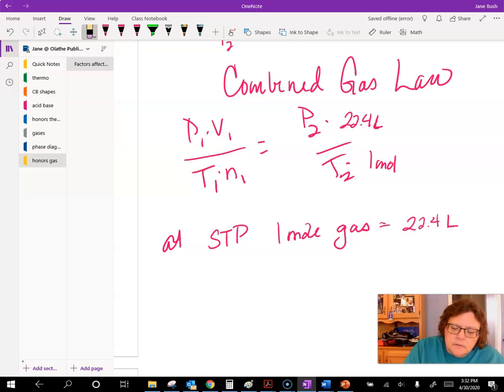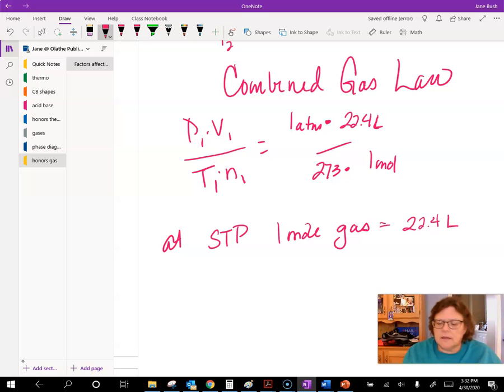What's STP? Well, for pressure, it means 1 atmosphere. And for temperature, it means 273 Kelvin. So if we do the math, 22.4 times 1 divided by 273, we come up with 0.0821, and we get really funky units: liters times atmospheres over moles times Kelvin.